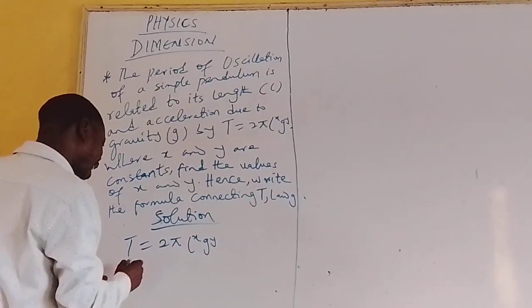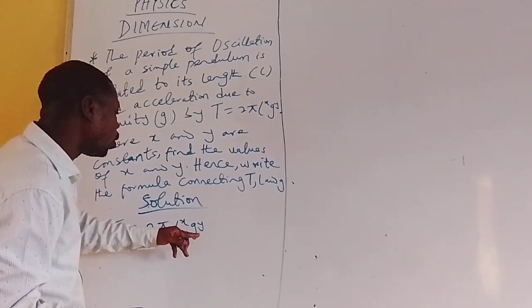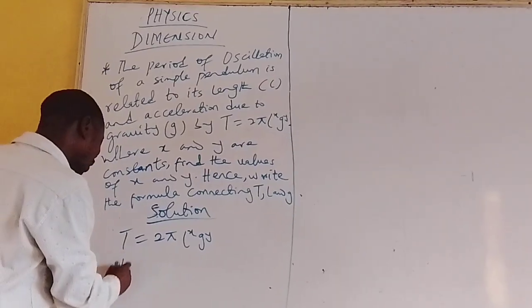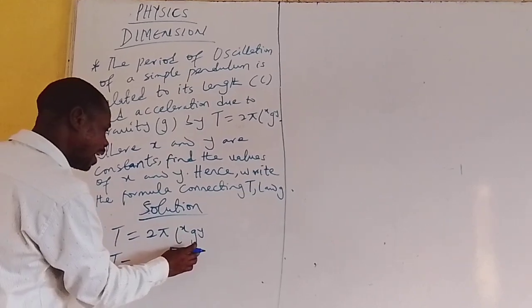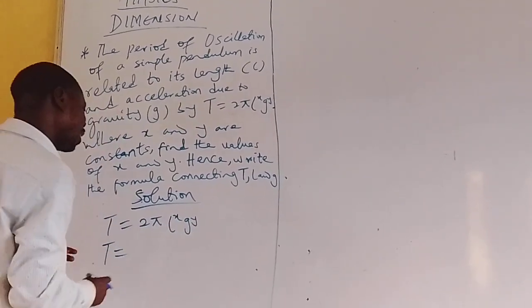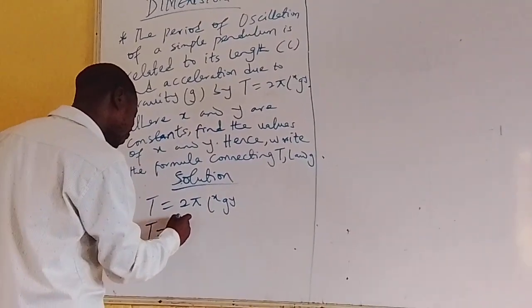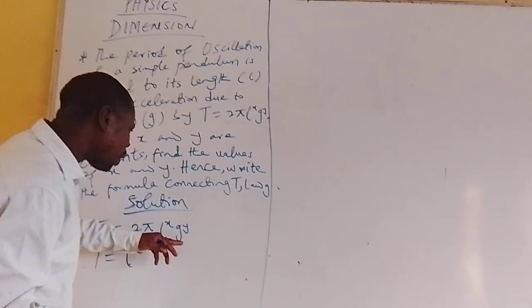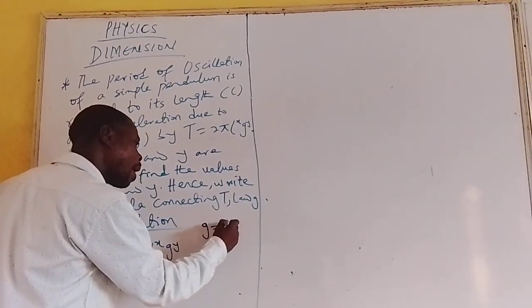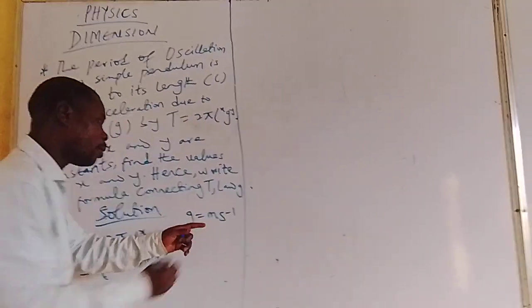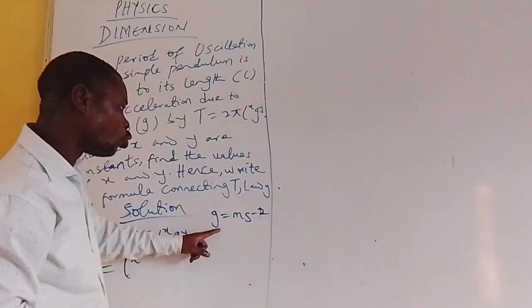We now rewrite this, because L represents the length, G represents acceleration due to gravity. So we know that T is now equal to, now we are going to remove this 2 pi because it's a constant. We only need L raised to power x and G raised to power y on the right hand side. So that implies L raised to power x, then G. How do we expand this G? It's very simple. The unit of acceleration due to gravity is m s raised to power minus 2, that is meter per second squared.